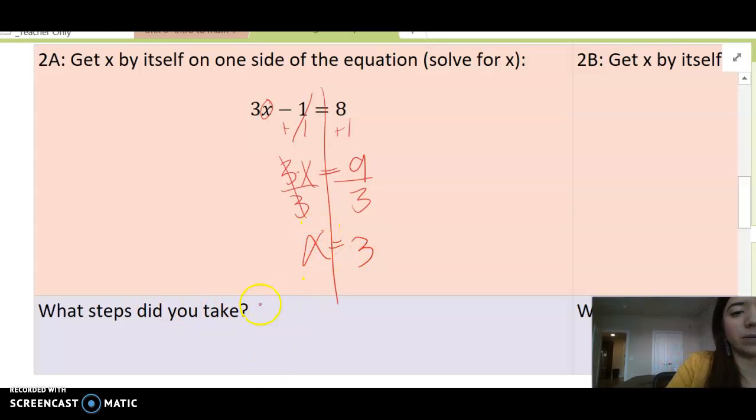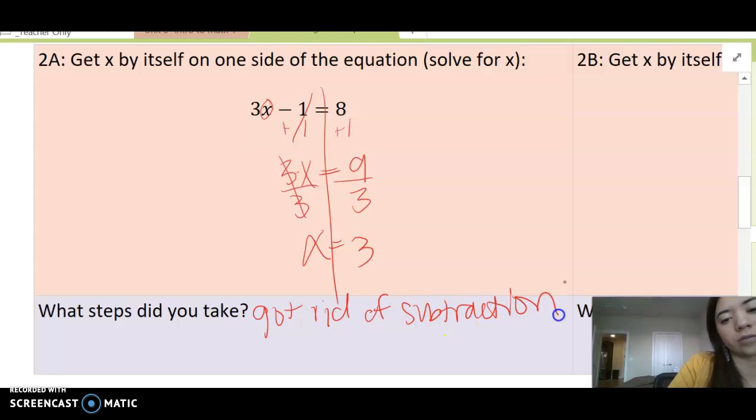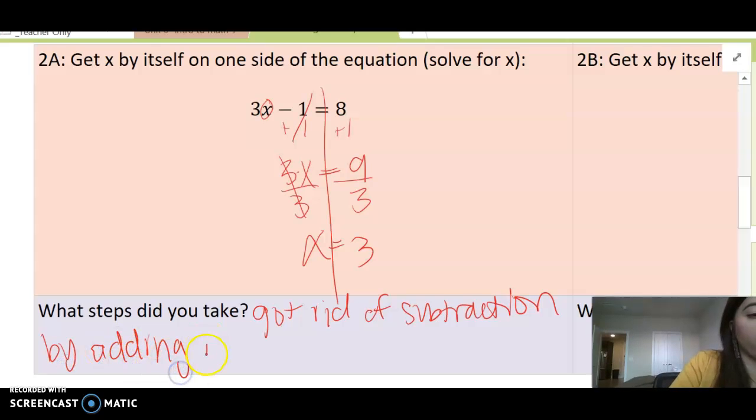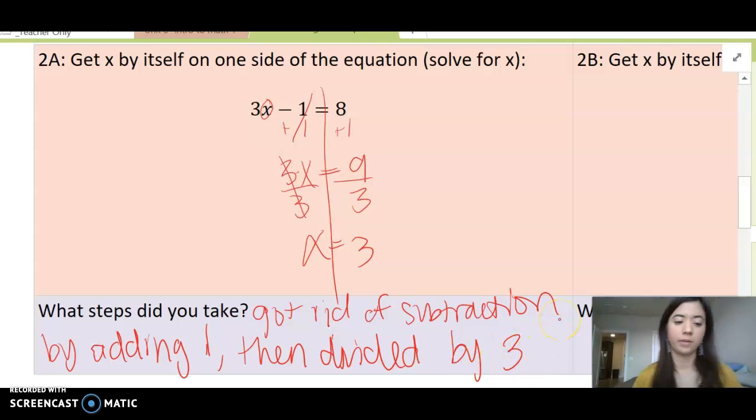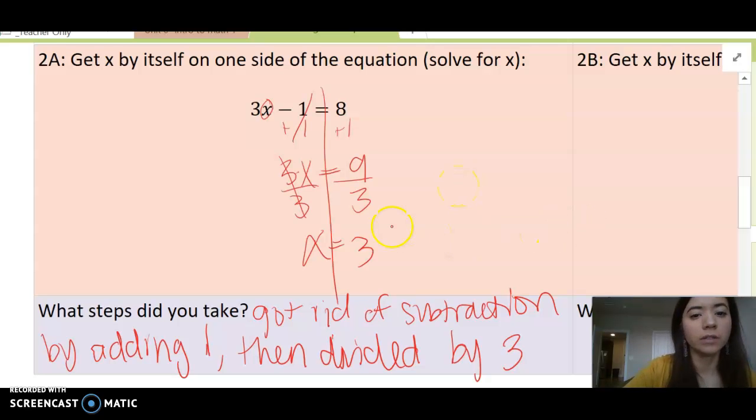So what steps did we take? We got rid of subtraction by adding 1 and then divided. We got rid of the subtraction first by adding 1 on both sides, and then we got rid of this 3 by dividing both sides by 3. Okay.